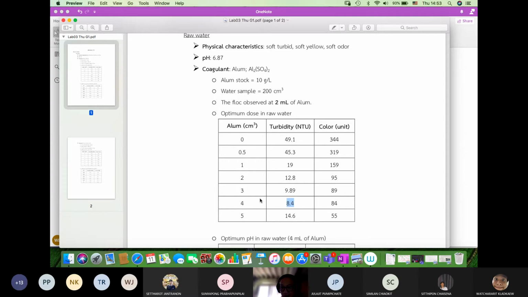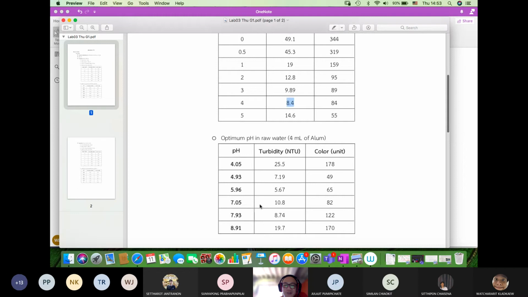But 4 ml is just the volume. Then we take the 4 ml and set up another batch of experiments, another 6 jars. Once we have completed this one, we prepare the new set again, put the raw water into 6 jars, and then we take this 4 ml of alum.